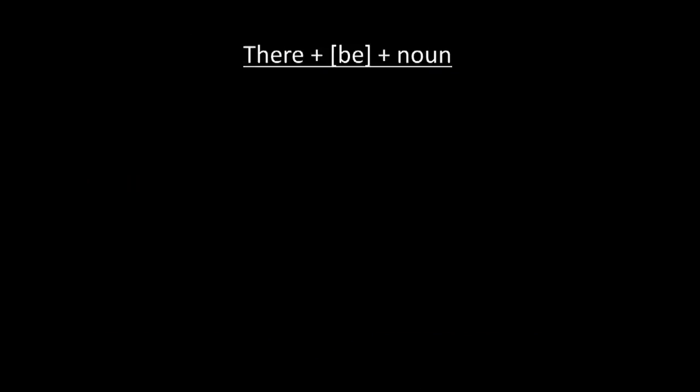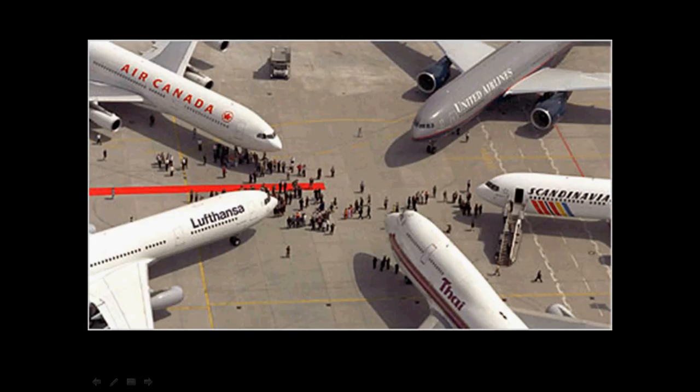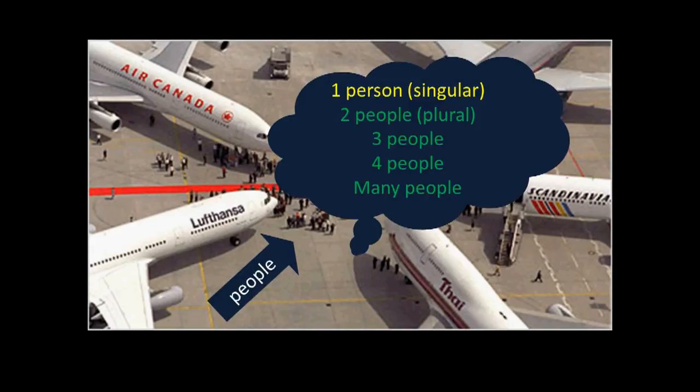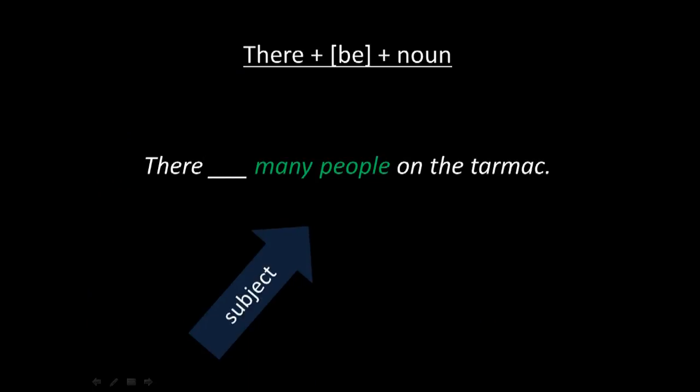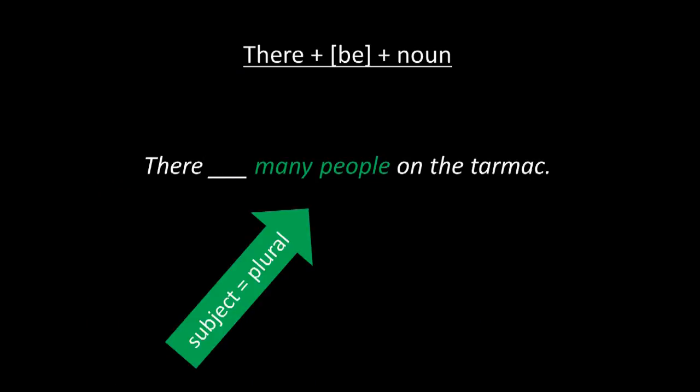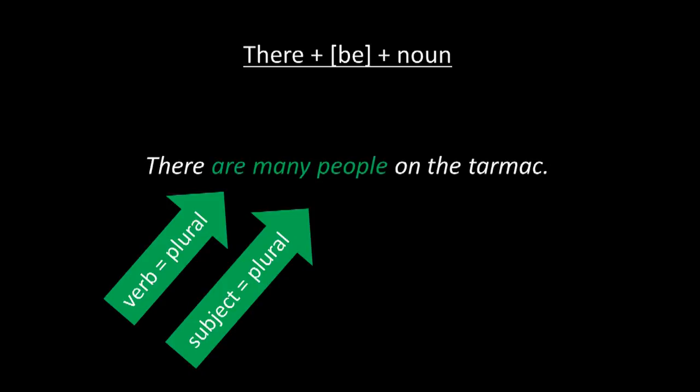One way that we can talk about nouns in a photo is to use the there and verb to be with the noun. For example, people. We have one person, 2 people, 3 people, 4 people, many people, etc. So the word people is a plural noun. So when we say many people on the tarmac, the subject of the sentence is many people, which is plural. So we need a plural verb. There are many people on the tarmac.